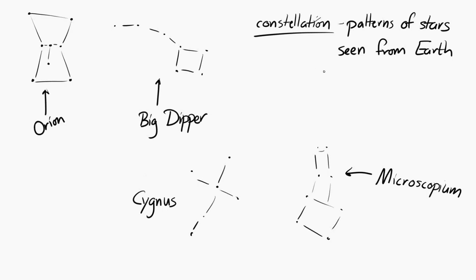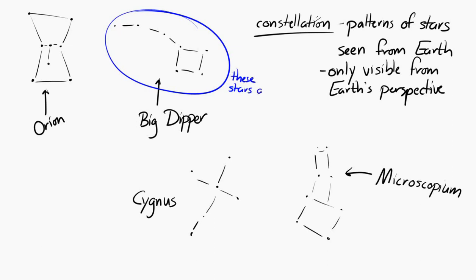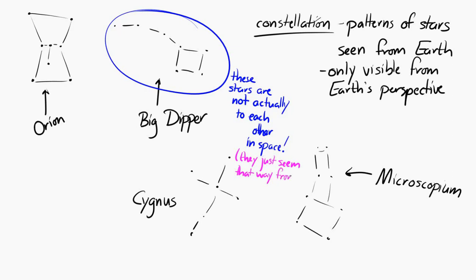And it's important to notice that constellations are only visible from the Earth. The patterns that we see from Earth are not patterns that are actually out in space. The stars within the Big Dipper are not actually close to each other. And the stars within Orion are not close to each other. So they're not like open clusters and globular clusters where the stars are actually physically grouped together out in space. Constellations are groups that show up in our night sky, even though the stars themselves are not actually close to each other in reality.